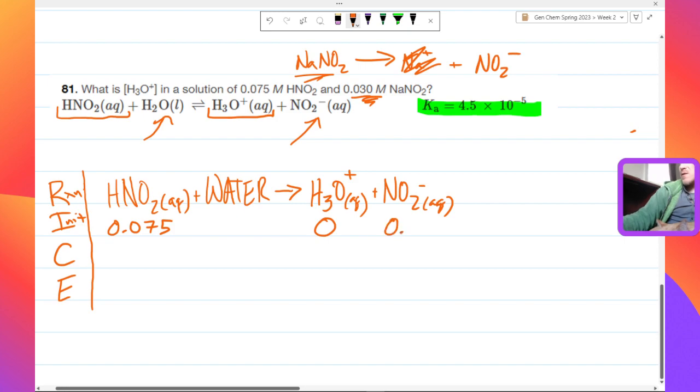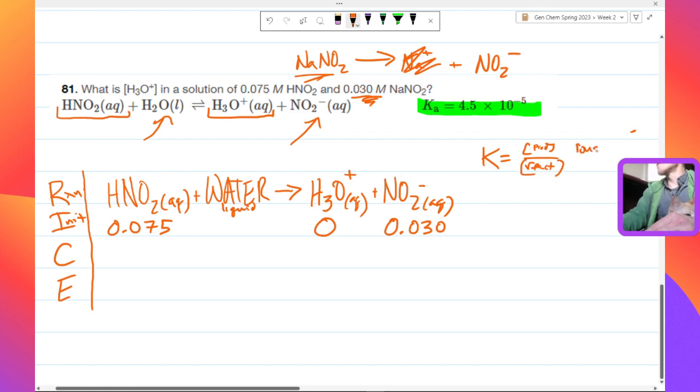So that is why it is legitimate to say that that is the initial concentration of nitrate. Water's a liquid. We don't deal with liquids and solids in these RICE tables. They're not part of the equilibrium expression due to activity, with our products over reactants. We only include ions and gases in our equilibrium expression. Therefore, we don't care about water. It's just water. There it is.